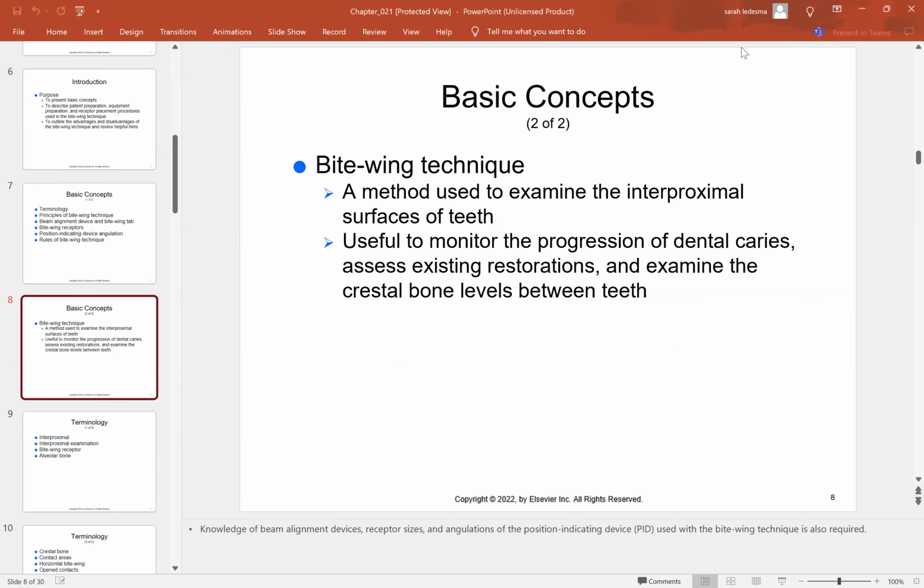Bite wing technique is a method used to examine the interproximal surfaces of teeth. It is useful to monitor the progression of dental caries, assess existing restorations, and examine the crestal bone levels between teeth.